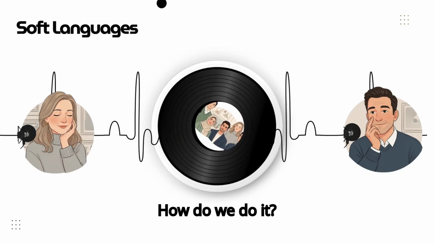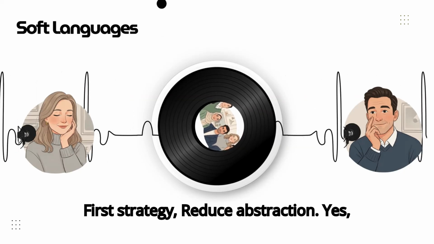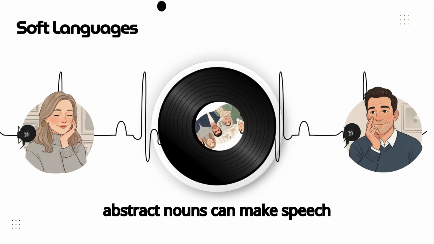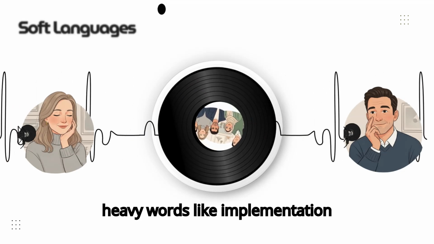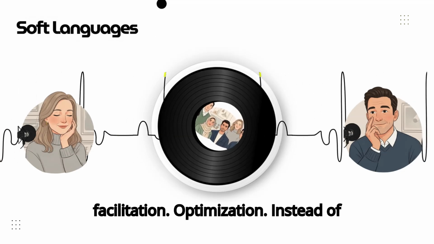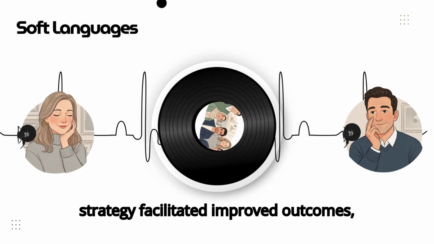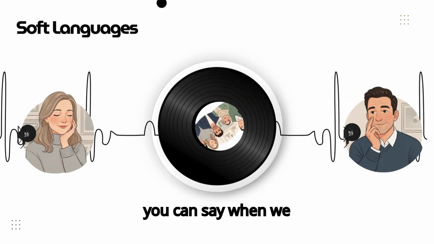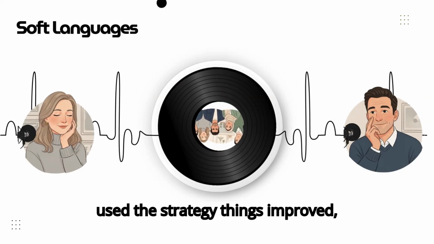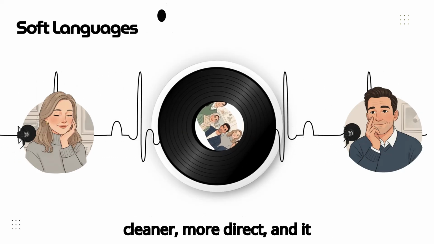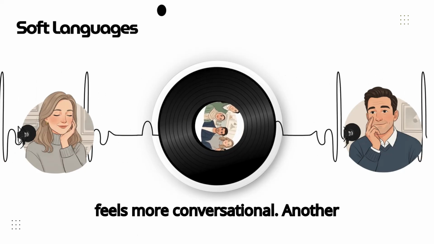So how do we do it? First strategy, reduce abstraction. Yes, abstract nouns can make speech heavy. Words like implementation, facilitation, optimization. Instead of saying the implementation of the strategy facilitated improved outcomes, you can say, when we used the strategy, things improved. Cleaner, more direct. And it feels more conversational.